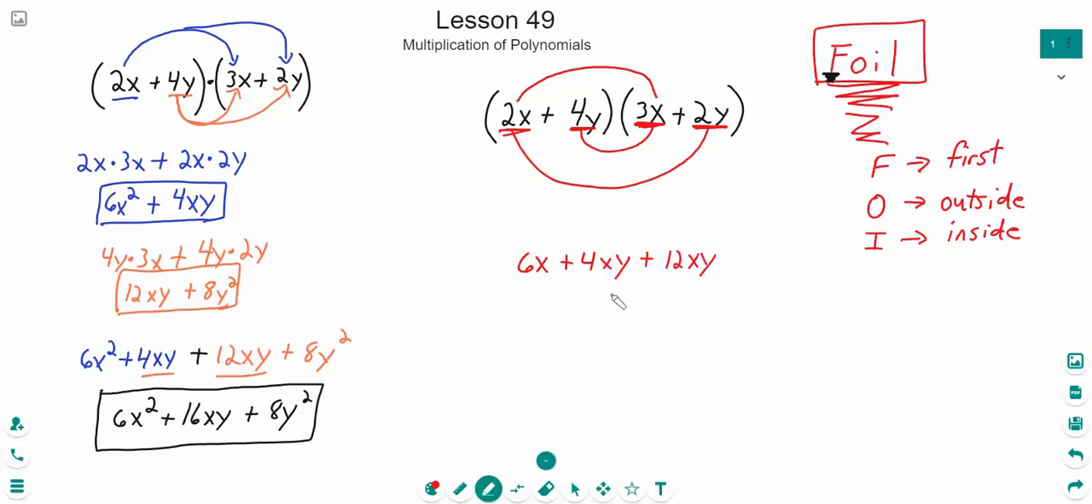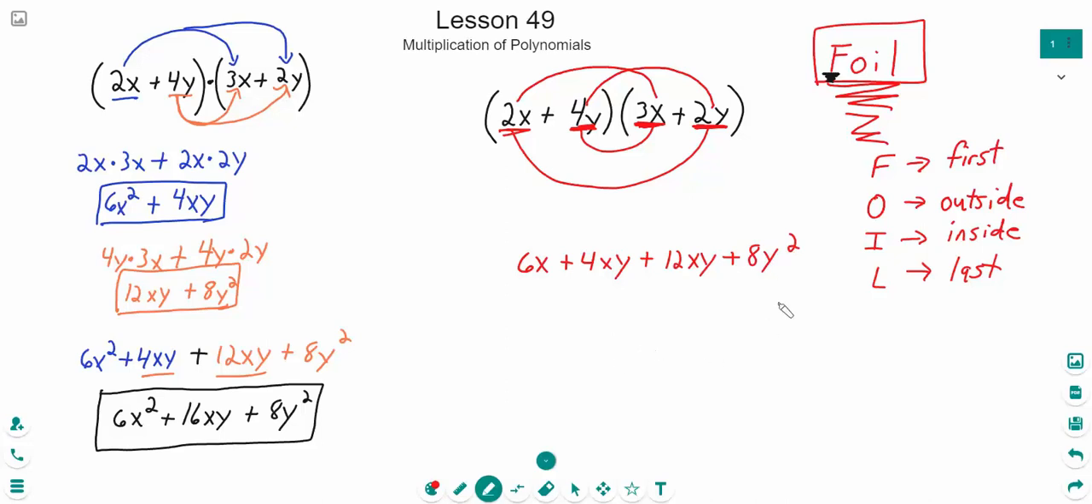Right? Okay. Then we have the L. Maybe you can figure this out. But the L is going to represent last term. All right. So this is the last term in our first binomial. The 2y is the last term in our second binomial. We're going to be multiplying these two by each other. So we have a 4y times a 2y, which is going to give us an 8y squared.